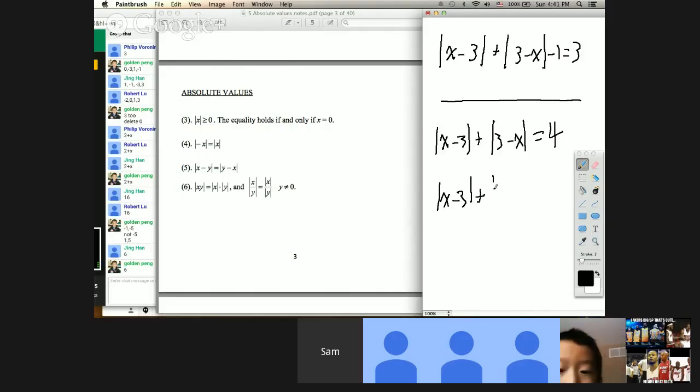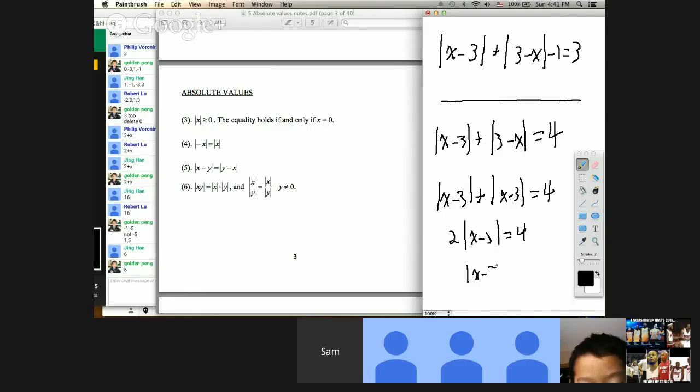So we're going to continue writing this with no change. However, this one, instead of 3 minus x, I'm going to do x minus 3. And this equals 4. Since these are the same things, we can just put them together: 2 times the absolute value of x minus 3 equals 4. So the absolute value of x minus 3 is equal to 2. Then you just solve that, and you get solutions 1 and 5. You first ignore the absolute values, and then 3 moves over, it's 5, and then you make it -2, and then 3 moves over, equals 1.